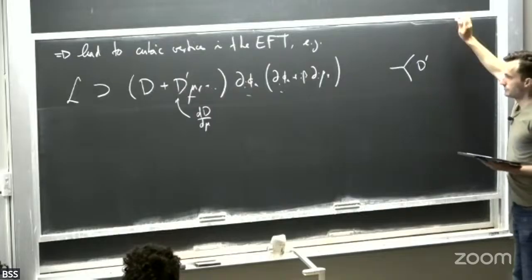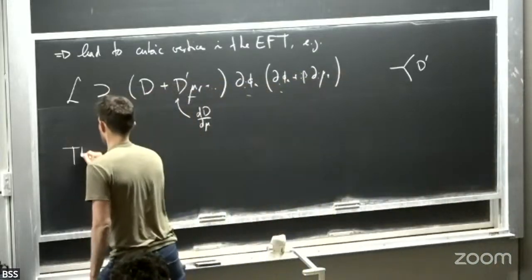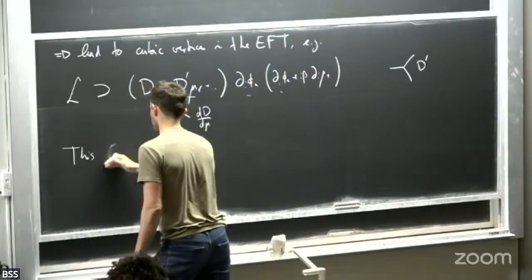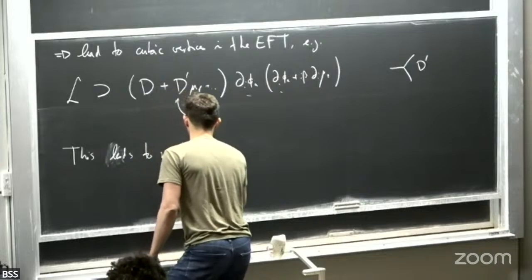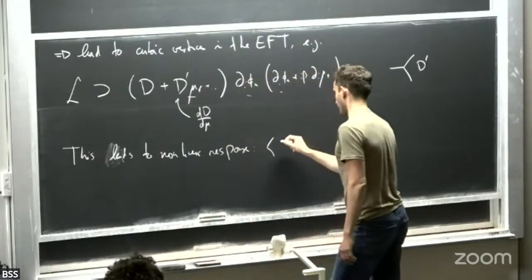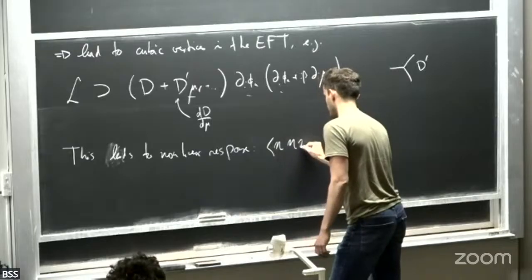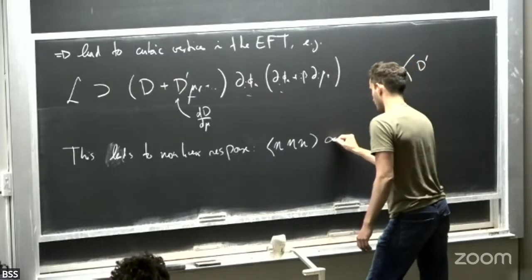This turns out to be the leading vertex, but of course there are many more. There's going to be higher order vertices and so on. So this cubic vertex does several things. One thing it does is that it will lead to nonlinear response. You will now activate a 3-point function of densities or currents. You could play with other operators, but let me just talk about densities proportional to this vertex.